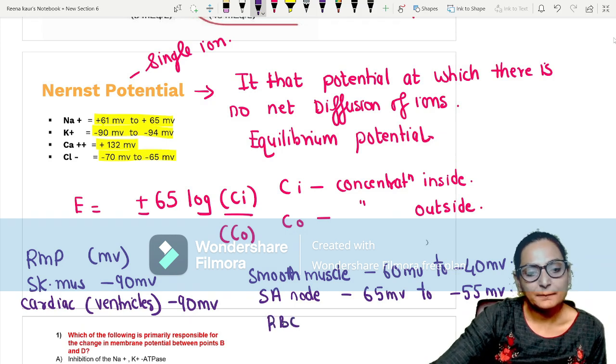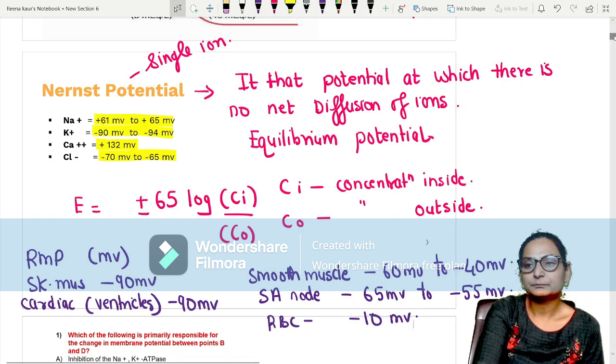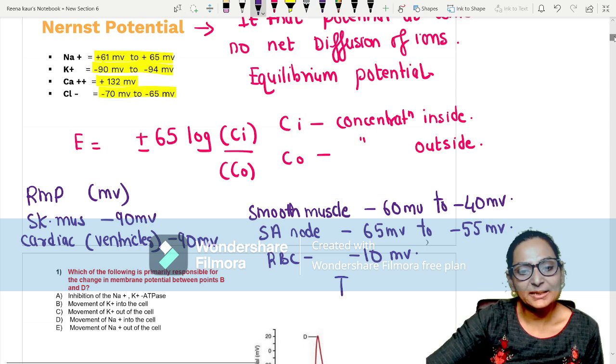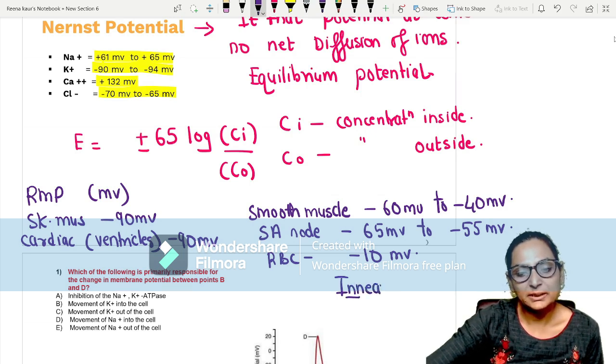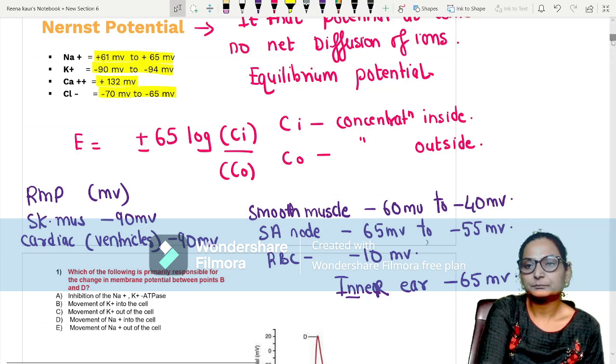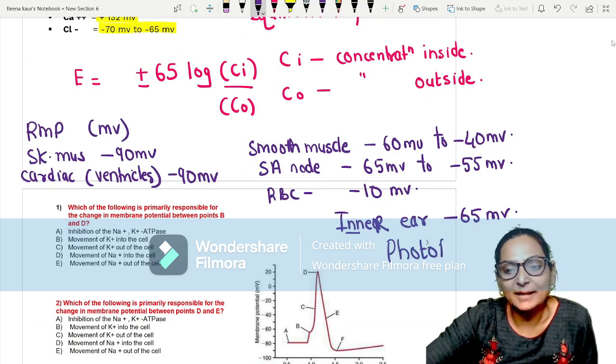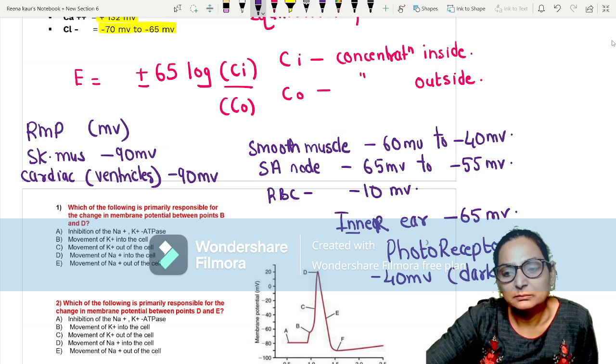Then RBC minus 10 millivolts. Then your inner ear minus 65 millivolts. Then the photoreceptors, that is the rods and cones, minus 40 millivolts in dark, minus 70 millivolts as light falls on them.